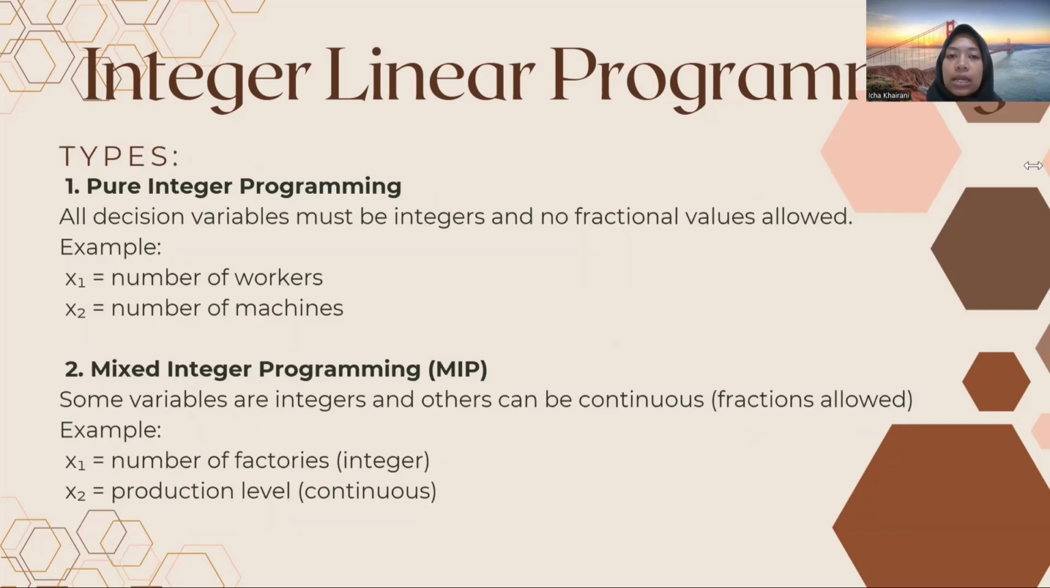The types of integer linear programming: the first is pure integer programming. In pure integer programming, all decision variables must be integers and no fractional values are allowed. For example, x1 is equal to the number of workers, and x2 is equal to the number of machines. Second, mixed integer programming, or MIP. In MIP, some variables are integers and others can be continuous, so fractions are allowed. For example, x1 is equal to the number of factories, which is an integer, and x2 is equal to the production level, which is continuous.